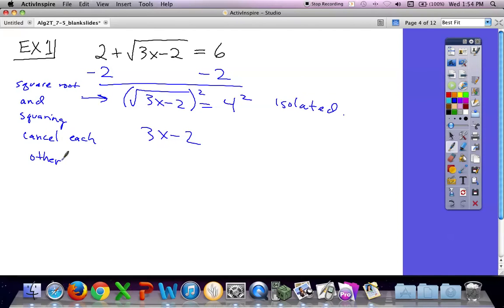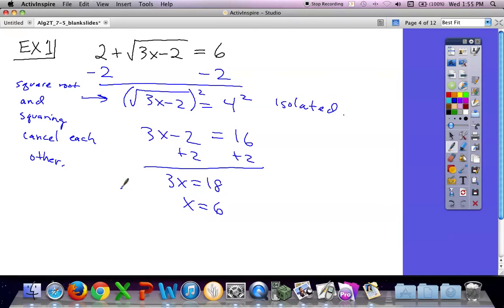Right, and then on the right-hand side, 4 squared is 16. So what you're left with is a linear equation. That's a pretty basic algebra 1 kind of thing. Solve for x. Add 2. 3x equals 18. x equals 6.